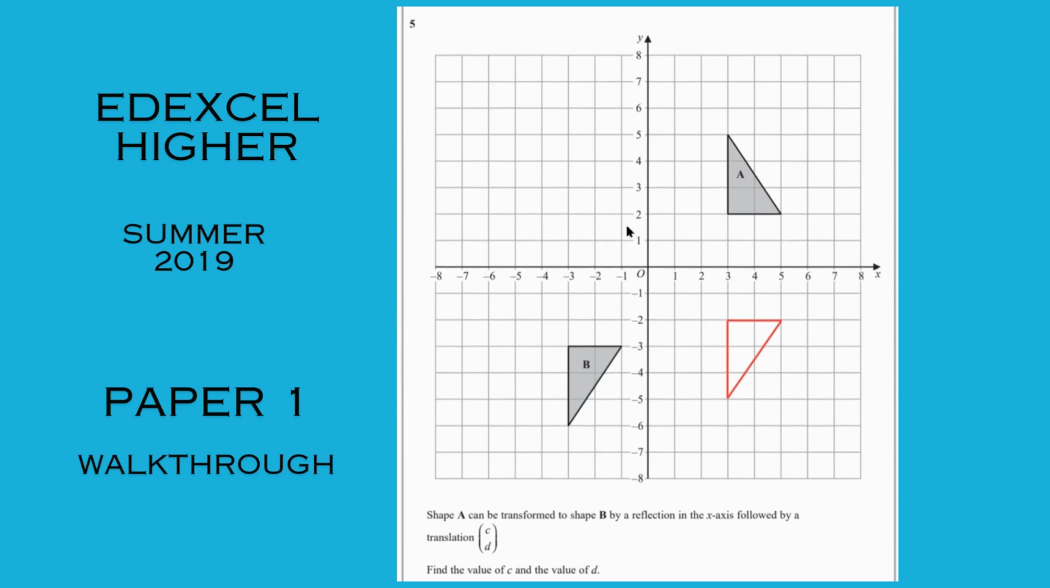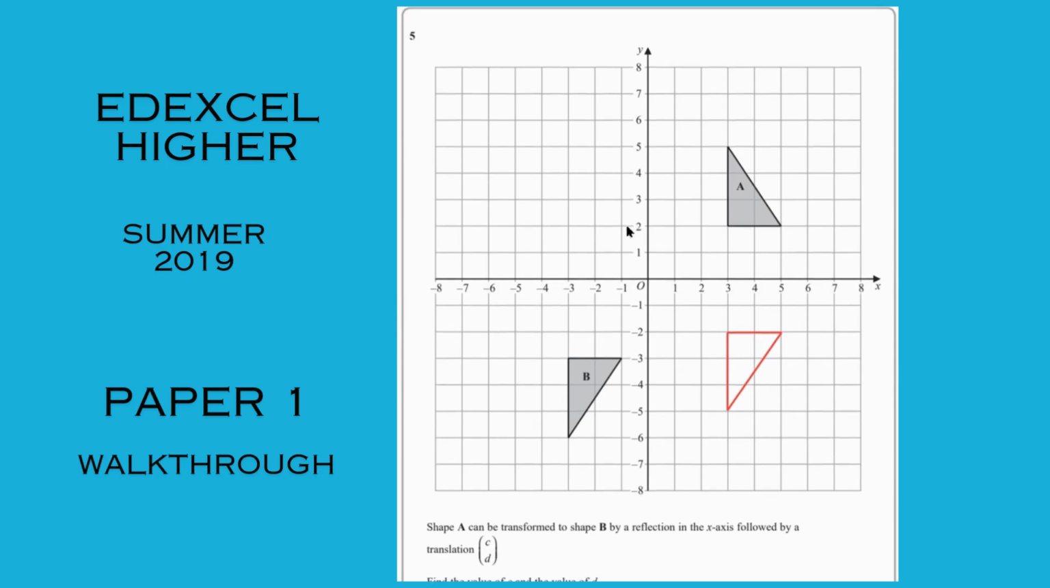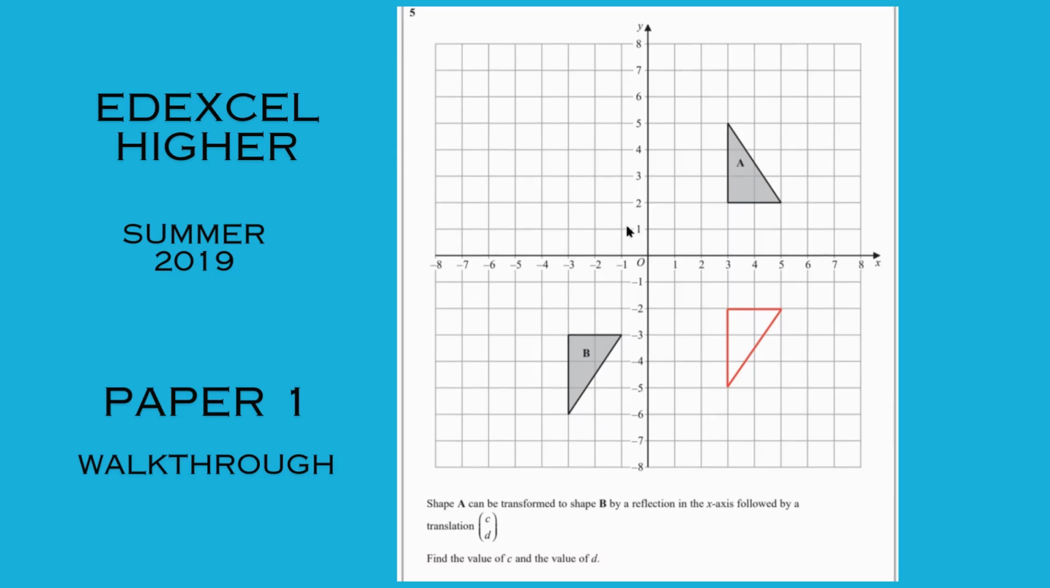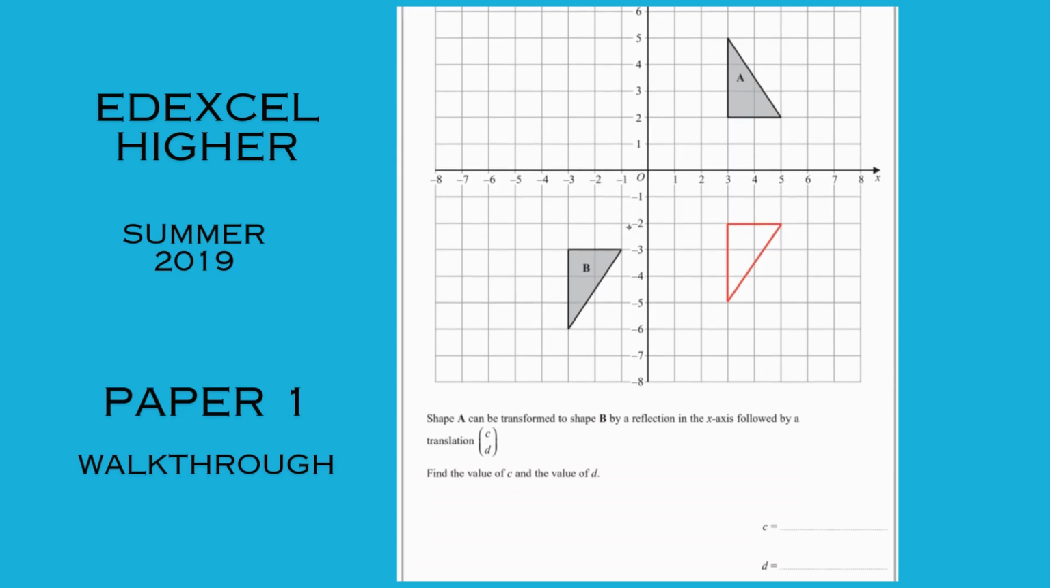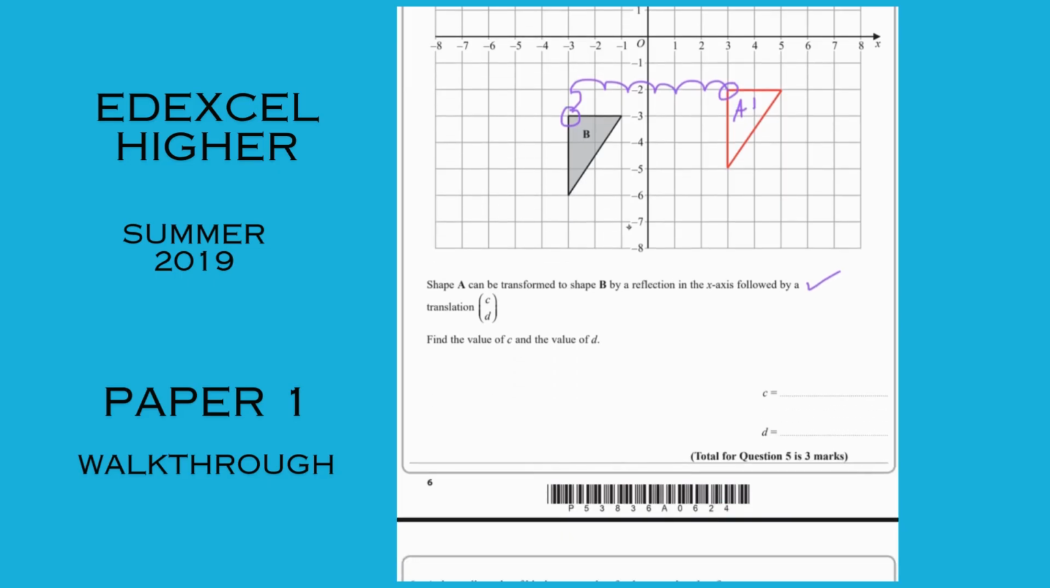Number 15. I've already had a start of this because it's a waste of time watching me reflect something in the x-axis. That's too easy. So there we go. That's the reflection of A. And then it's translated. So pick a vertex and the corresponding vertex and get counting. You'll see it's left 6, down 1, left 6 in a vertical in C and D like that. Left 6 in vector form is -6 and down 1 is -1.